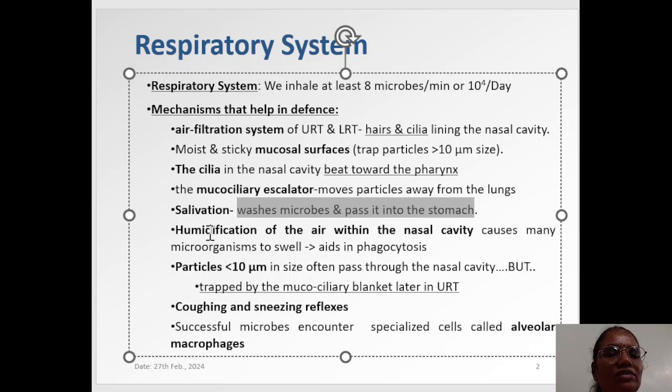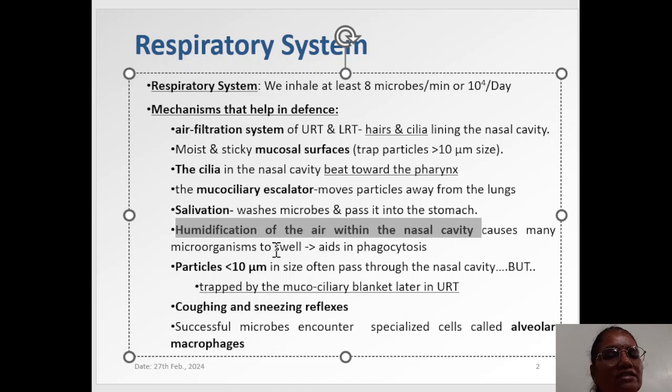Additionally, in the upper respiratory system, particularly in the nasal cavity, the area remains moistened, and this humidity causes the microbes to swell, and this swelling helps the phagocytic cells to engulf them, so that they are removed and digested.